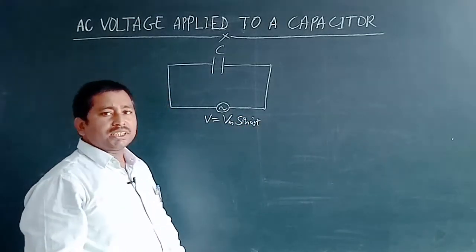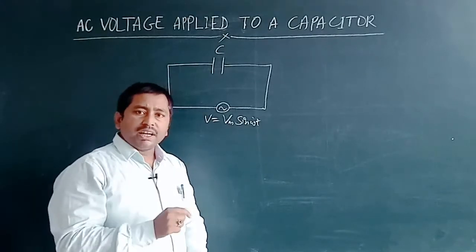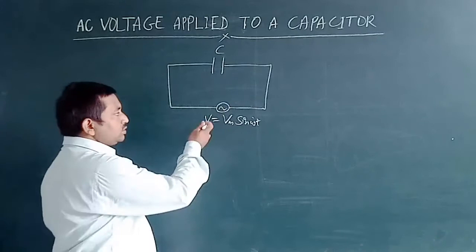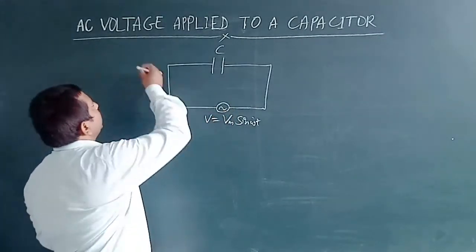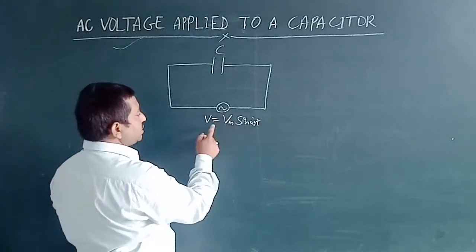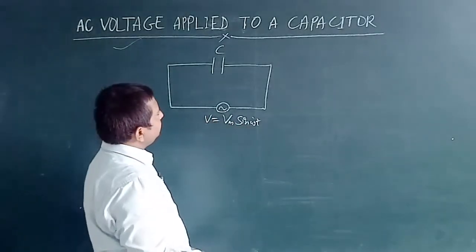because the potential applied across the capacitor changes its polarity, and also the magnitude, with respect to time. This potential source is known as the AC potential source, AC voltage source. So this can be expressed as the equation V equal to Vm sine omega t.